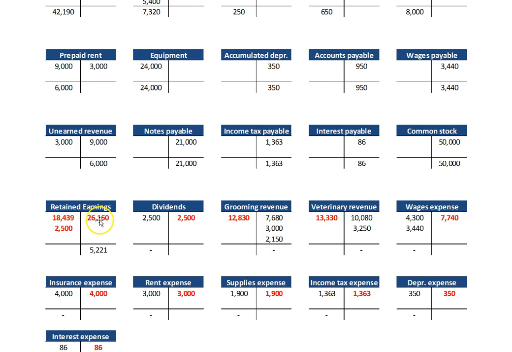And then no, wait, I said it wrong. 26,160 is our total revenue. 18,439 is our total expenses, and 2,500 is our total dividends for the period. It has an ending credit balance or positive balance of 5221, which matches the retained earnings statement.